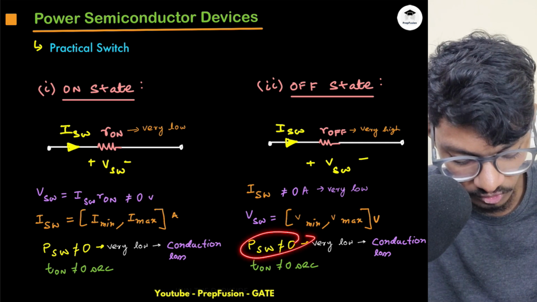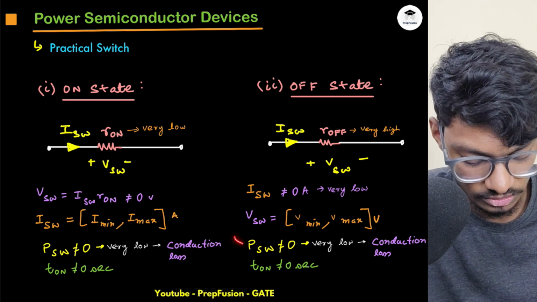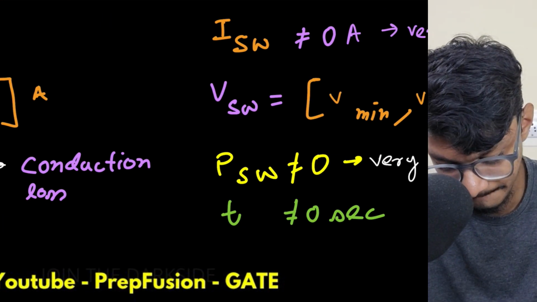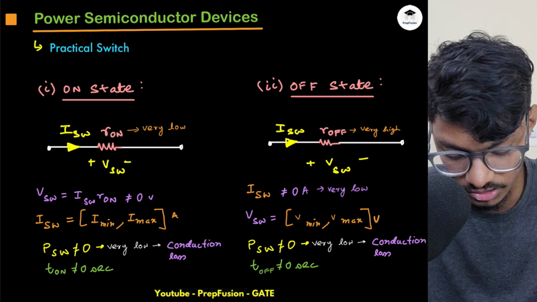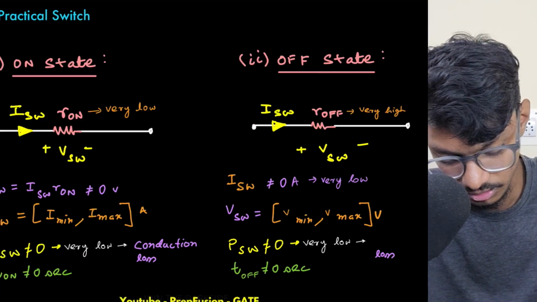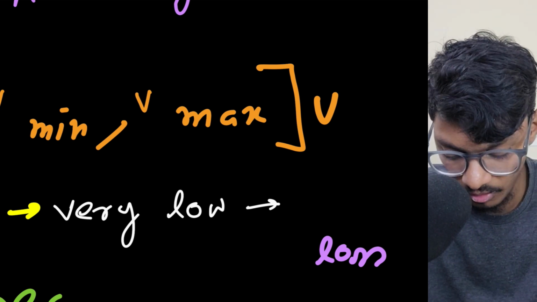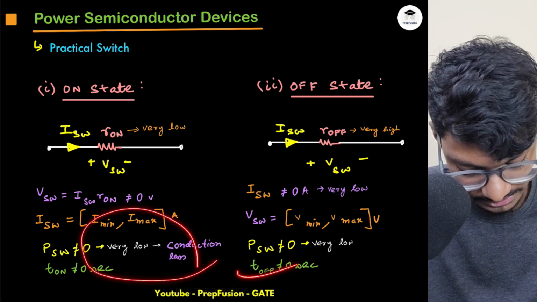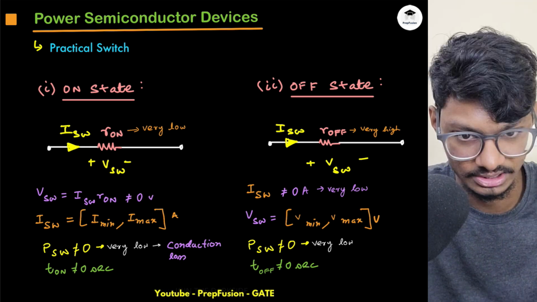So obviously again P switching will not be 0 because I switching is not 0 and there is some finite voltage, so it is not 0, and T off will also not be equal to 0. And as P switching is not 0, very low but not 0, you can say this is the power loss when the switch is off. There is no special name for it, it is just the power loss when the switch is off, whereas the conduction loss has a significant name. Okay, so these are the things about practical switches.